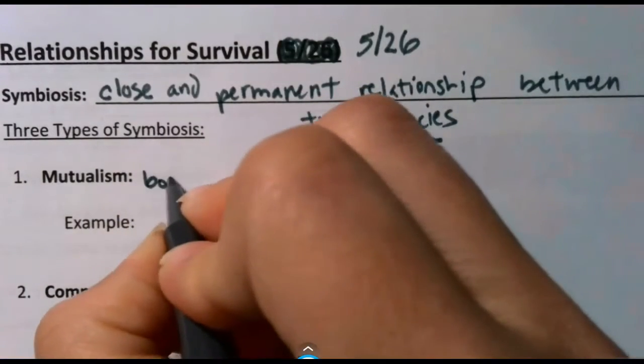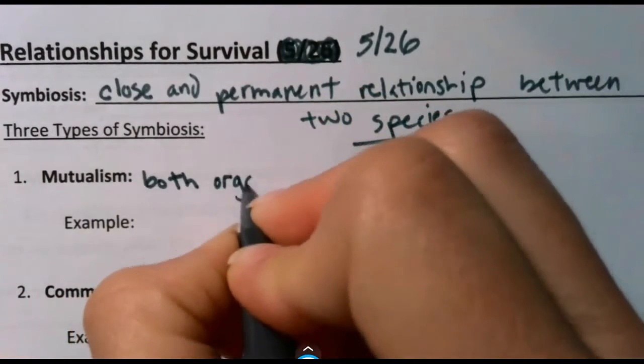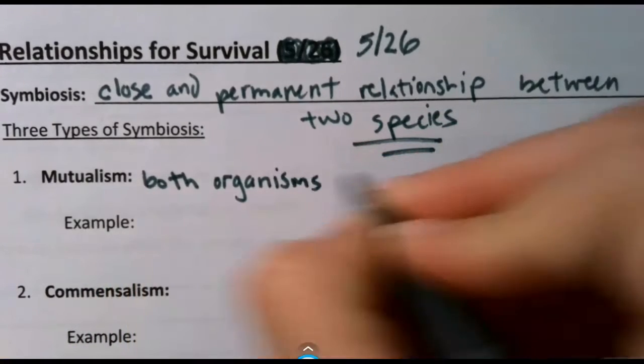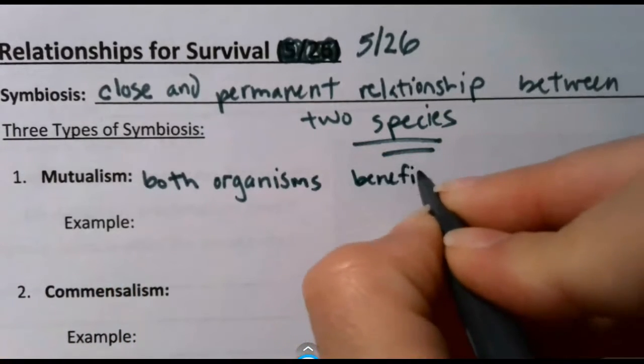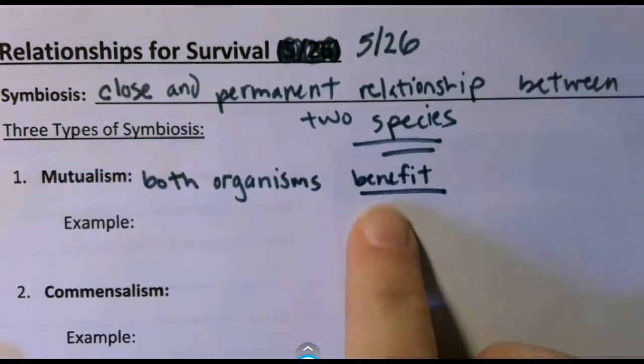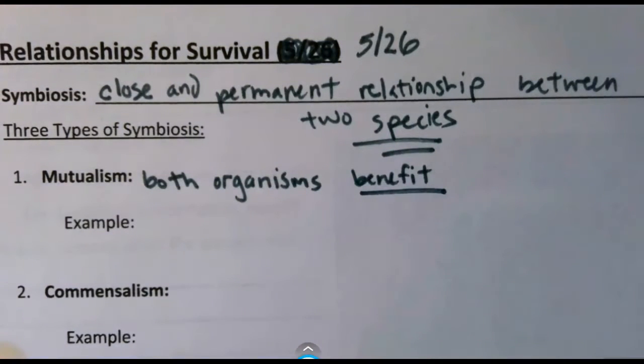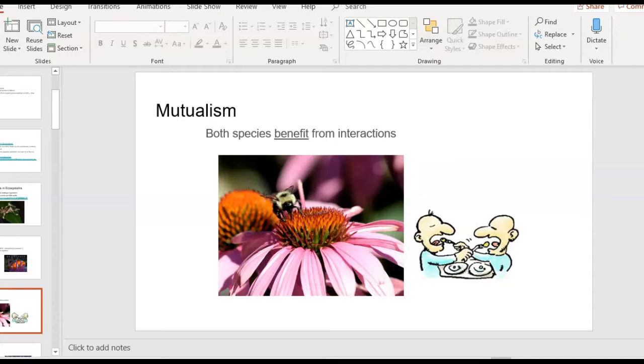parasitism. Mutualism is when both organisms benefit. Okay, that means they're both helped by this relationship. An excellent example of mutualism is this relationship between the bees, the pollinators, and the flowers. The bees get nectar or food from the flowers, and the flowers get their pollen spread by the bees, so they both benefit, they're both helped.